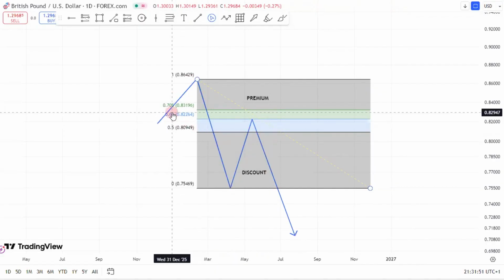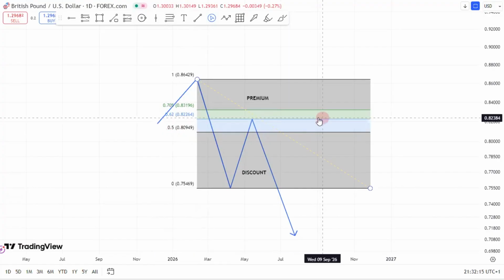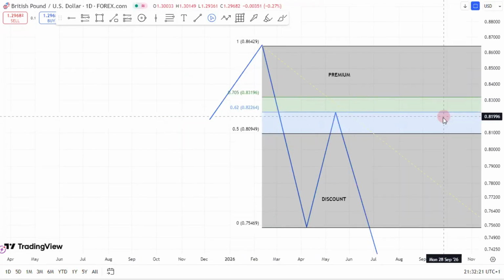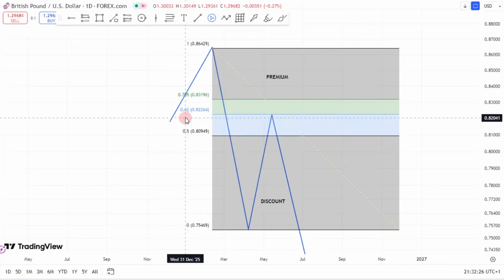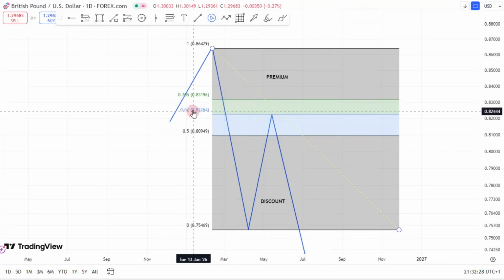Now, there are two levels. The first level you are supposed to pay attention to is your 0.5, your 0.62 level. This is the first level. You see this blue line here? That's the first level you're supposed to pay attention to. 0.62. You're supposed to pay attention because price might possibly start reversing from this level.